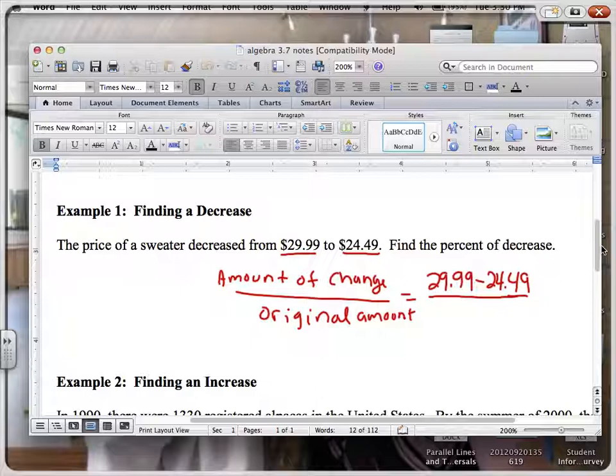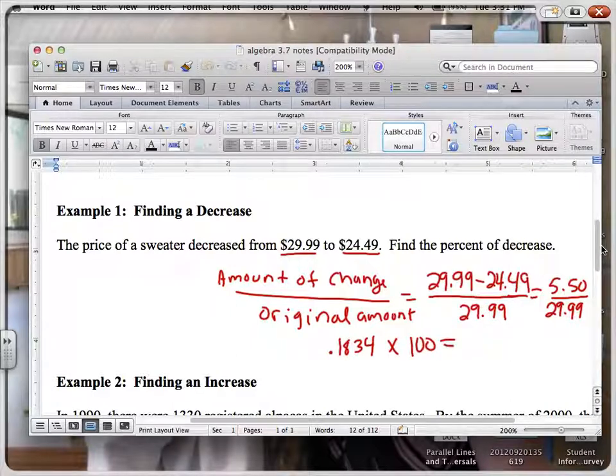The original amount, the sweater actually started at $29.99. So we divide by $29.99. If we take the difference, $29.99 minus $24.49, you get $5.50. So we divide $5.50 by $29.99, and you get a decimal, 0.1834. Then you turn that into a percent. To do that, we multiply this by 100, and that will give us 18.3%. And it's a decrease, so I'm going to draw an arrow down because the sweater went down 18.3% in price. So that's how you find the percent of decrease. Really, you just use the formula.